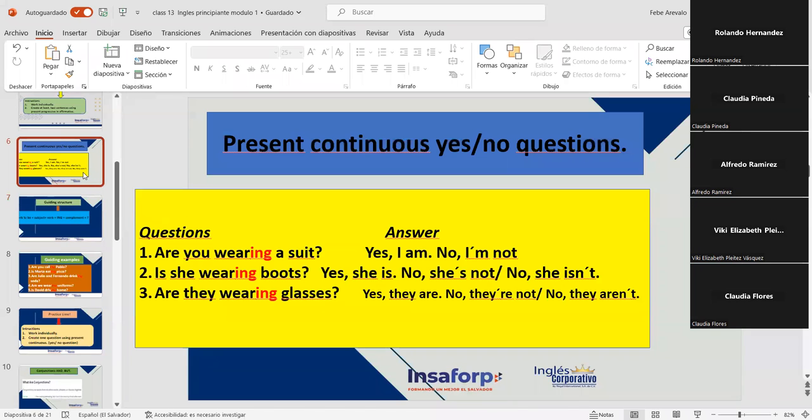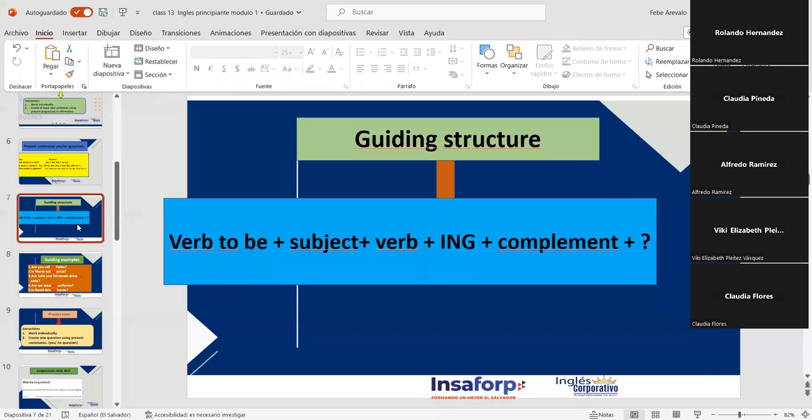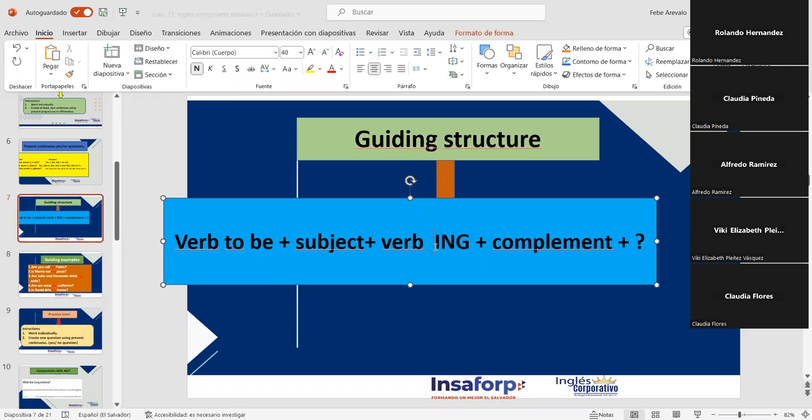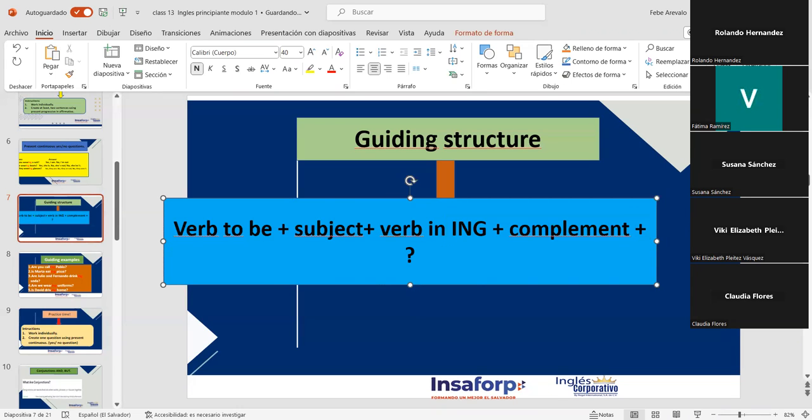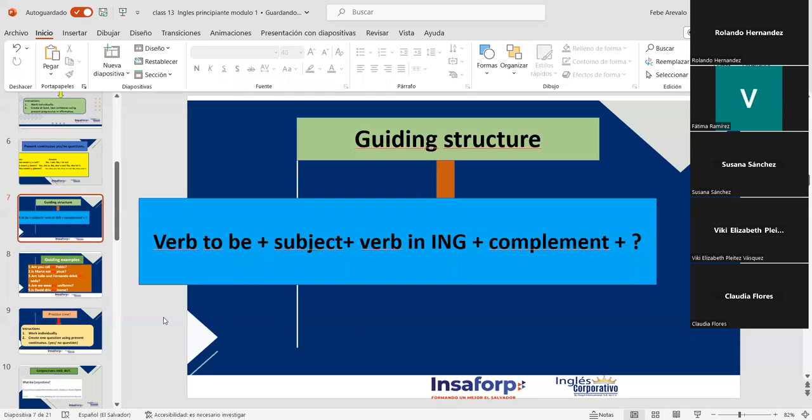Vaya, estos eran como los ejemplos. Con las respuestas de un solo. Pero aquí está la estructura, all right? So let me check. Wendy Padilla, please read the structure. Léame la estructura, Wendy, please. Okay. Verb to be plus subject plus verb ing más complement plus question mark. Excellent, thank you.